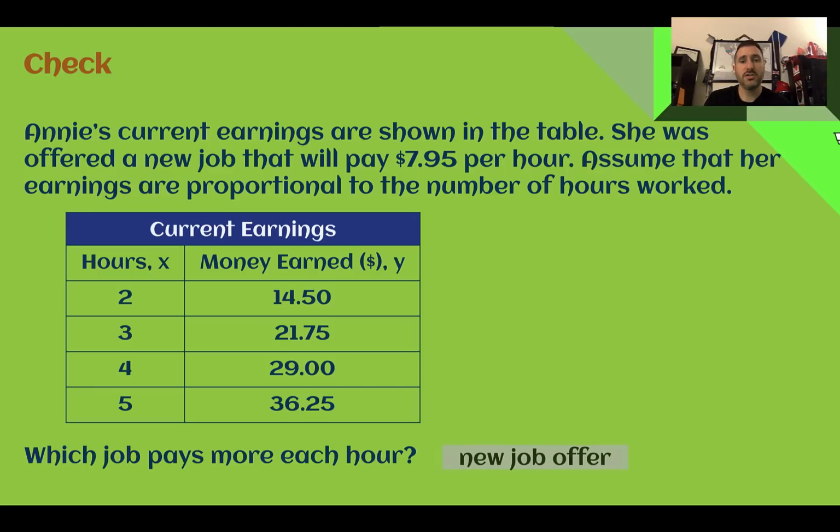Check your answer. You should have said her new job offer is going to pay her more per hour. So she's offered the new job that's $7.95 per hour. Let's see what her current job is. If we look 1 more hour, how much was she going up? 14 to 21 is $7, 50 cents to 75 was $7.25. If we just double check, add 25, we get our 00, add 7, we'd be up to 29. So she's making from her current job $7.25 per hour. So which one has more? That would be the $7.95, which was her new job.